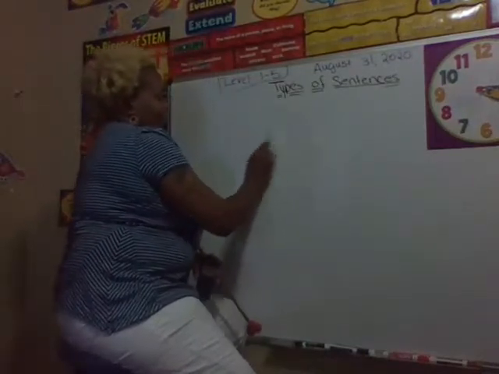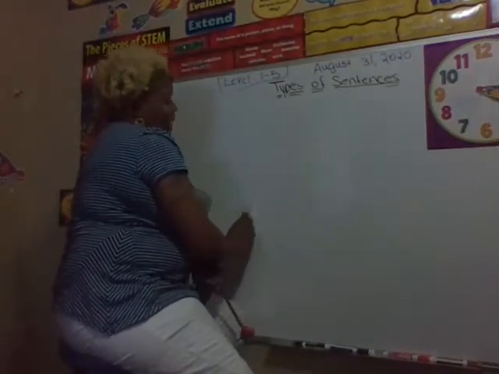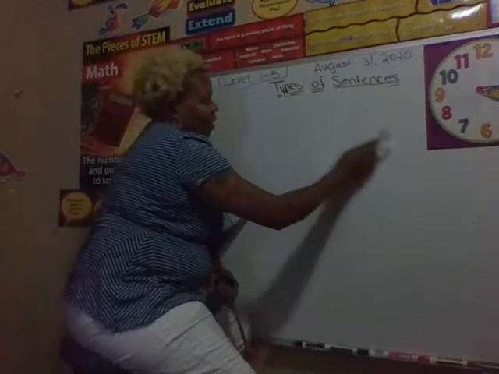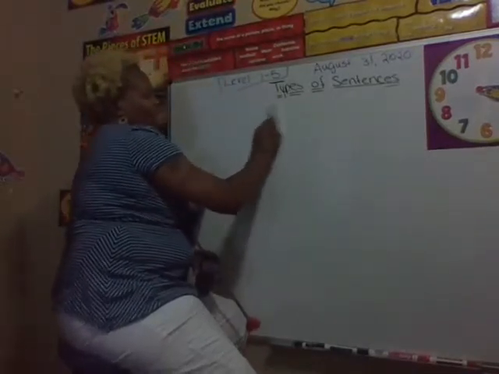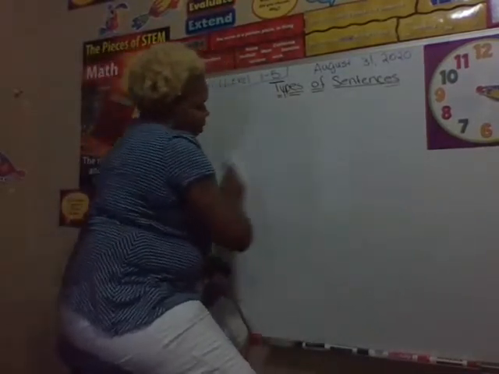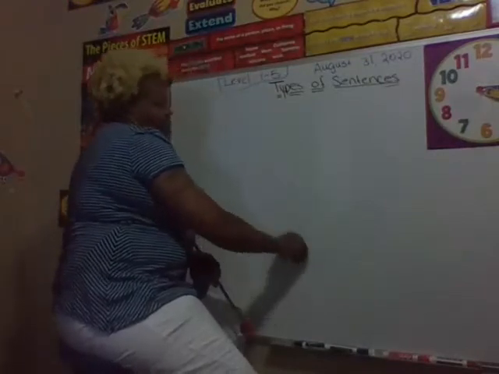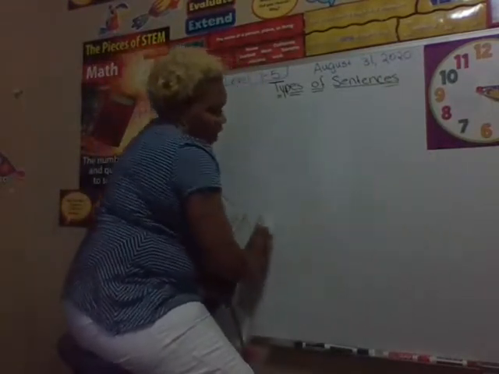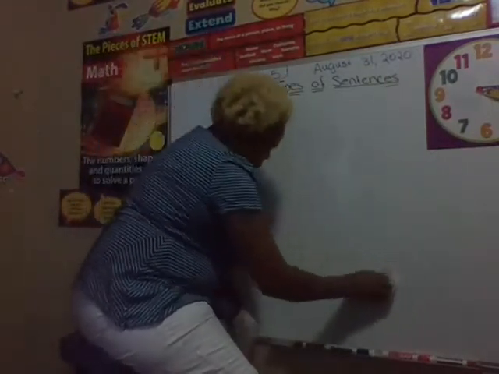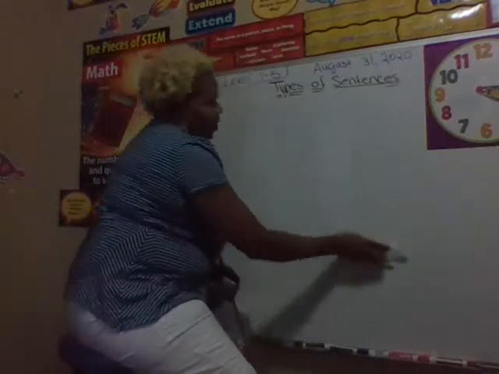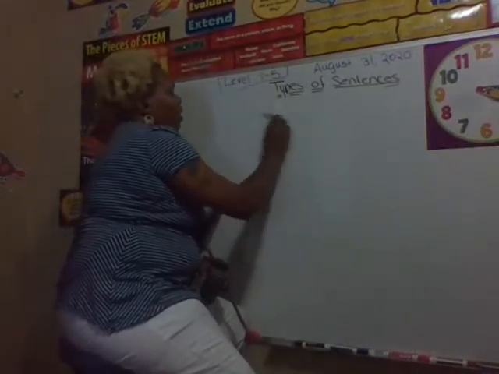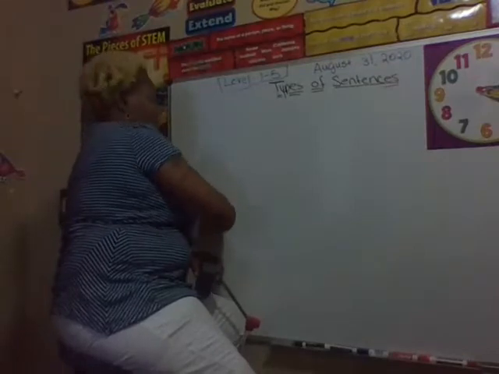Interrogative asks a question. Exclamatory shows excitement. There are four types of sentences. Can you name them? What are they?